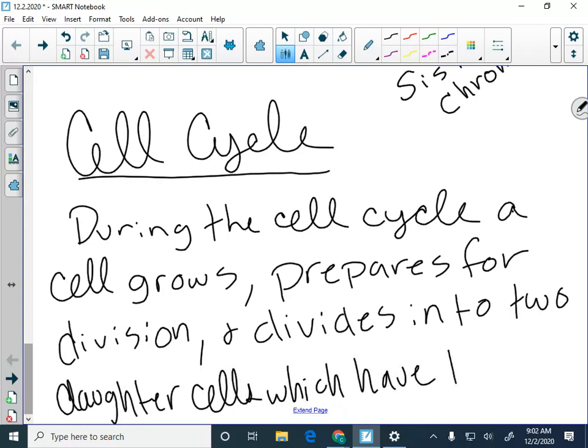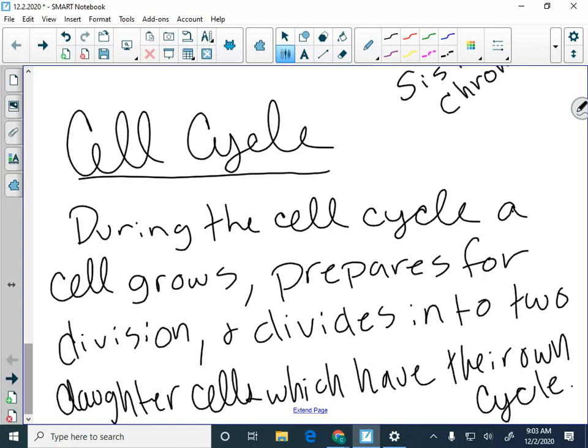Each of which have their own cycle. So a cell grows, gets too big because that surface area to volume ratio gets too small, and then divides. It prepares for it, duplicates its DNA, all that fun stuff. Once we've got everything we need to divide, we divide, and now we have 2 daughter cells.